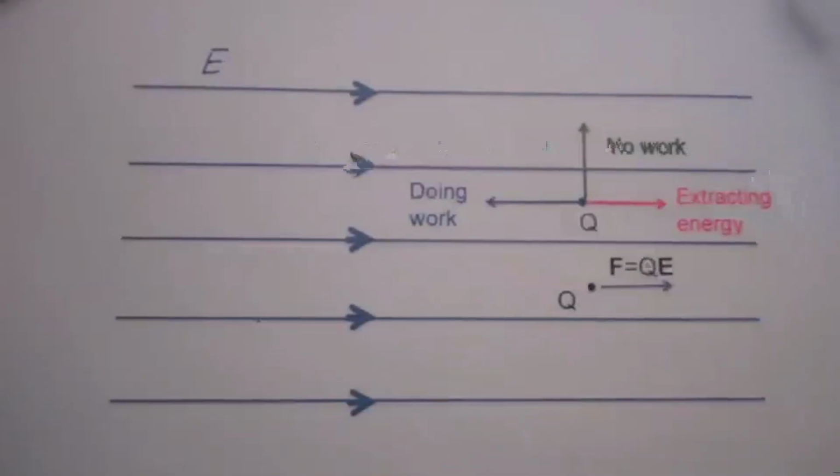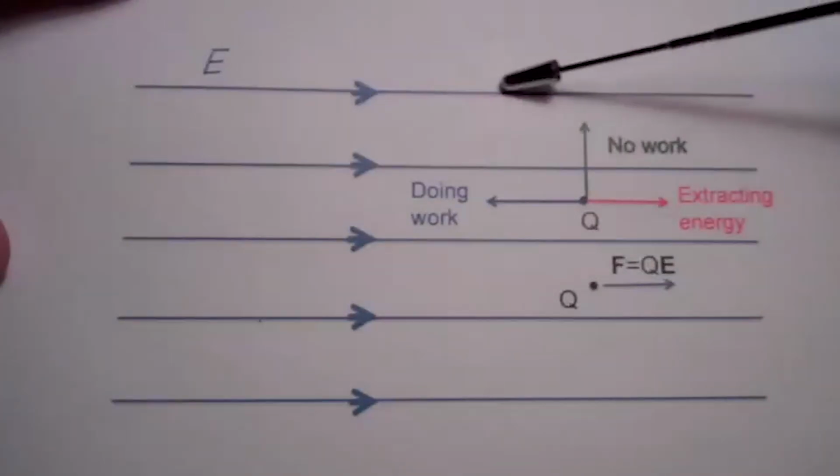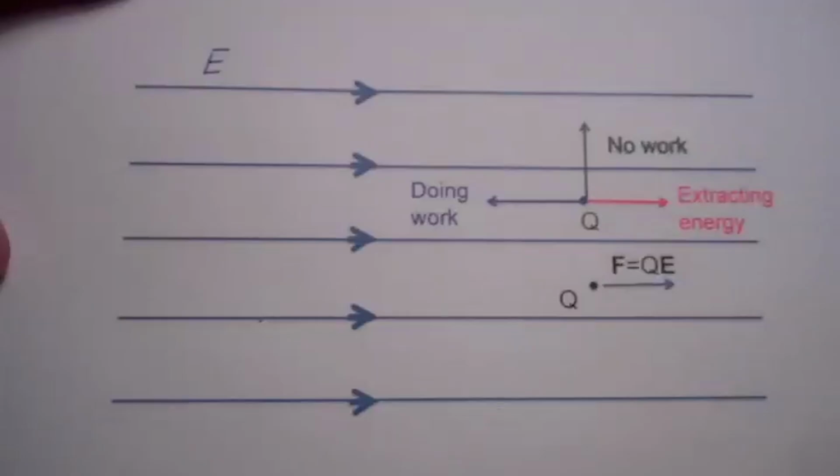I am going to discuss the concept of energy and potential in an electric field. So here we have pictured an electric field pointing to the right. We know that if we put a charge Q in an electric field, it will experience a force given by Q times the electric field. And this arrow here indicates that force pointing to the right.